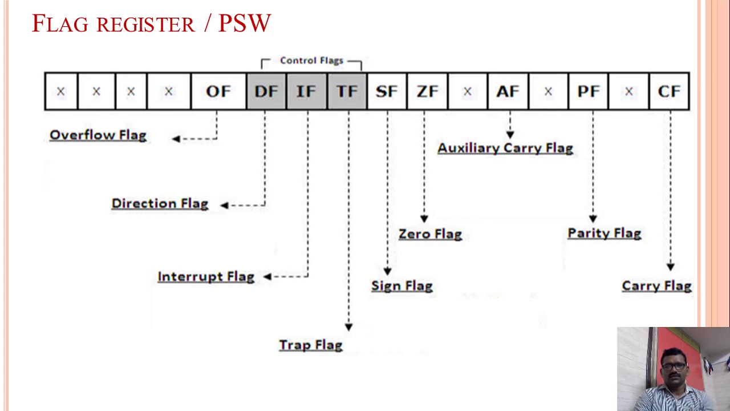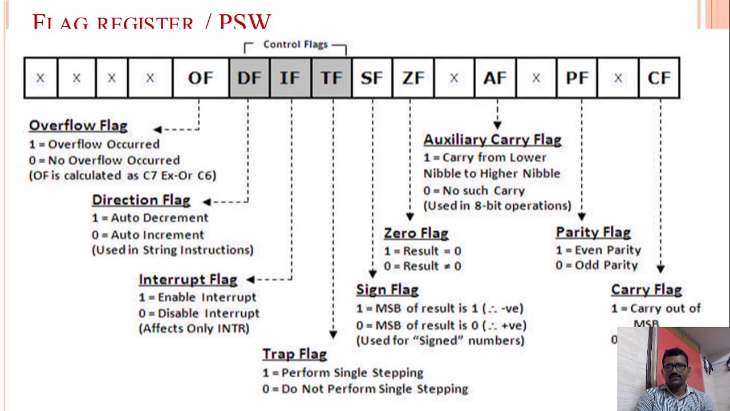We have a 16-bit register. Out of 16 bits, 9 are used. The unused bits represent the undefined. So this diagram shows the function of each and every flag. When the flag is going to 1, that is set, and when the flag is going to 0, that is reset, based on the result.